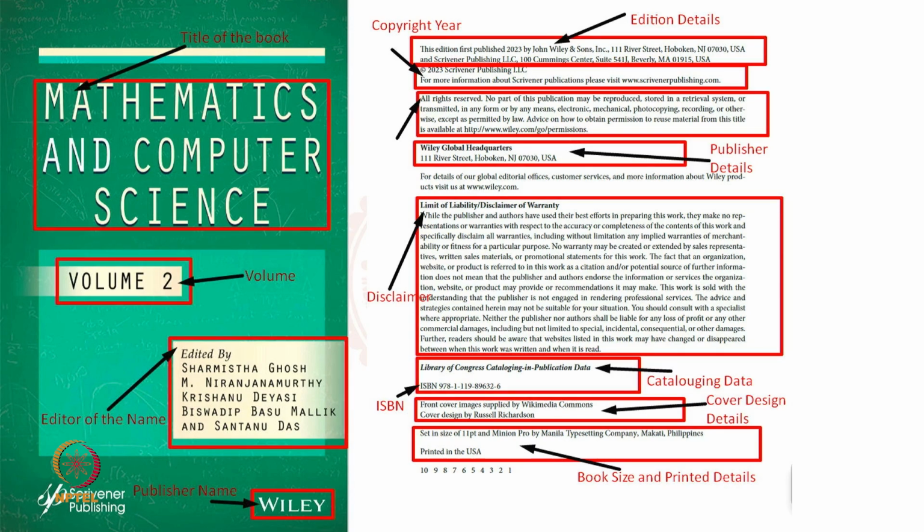The other attributes of articles and book chapters are closely the same. On the left hand side, it is an example of an edited book which has the title Mathematics and Computer Science, volume 2, and it is edited by these 5 editors. Okay, and it is published by Wiley. On the right hand side, all the details about this particular book are provided: the ISBN number, where it is printed, the copyright year and all those things.